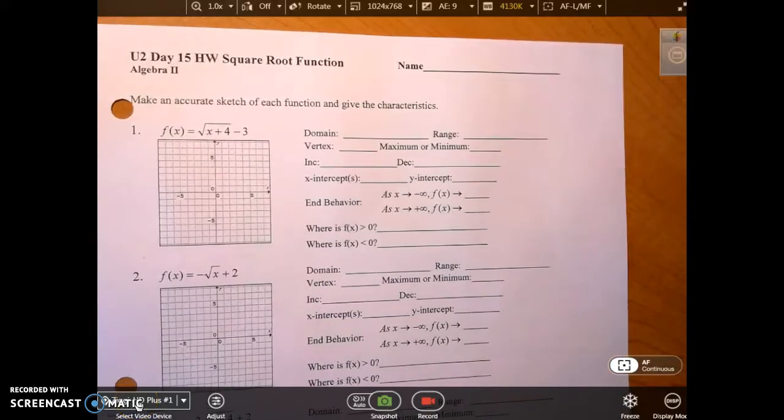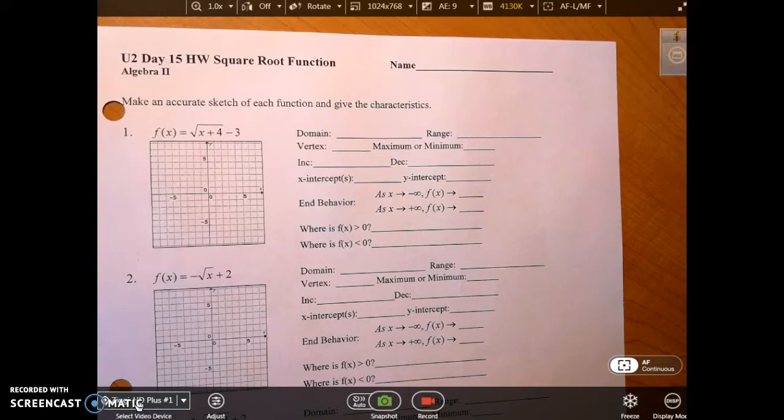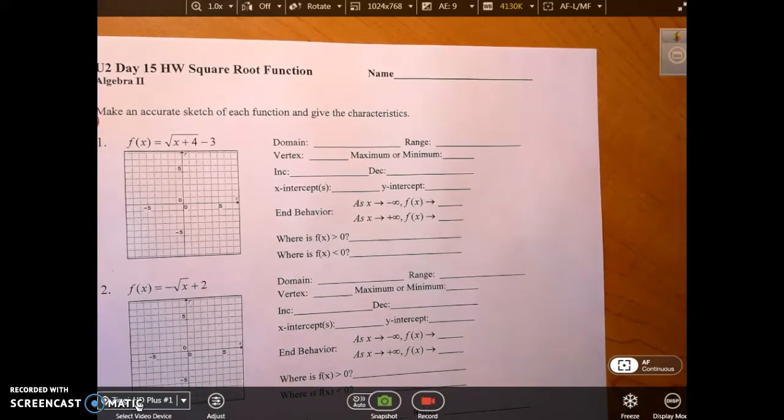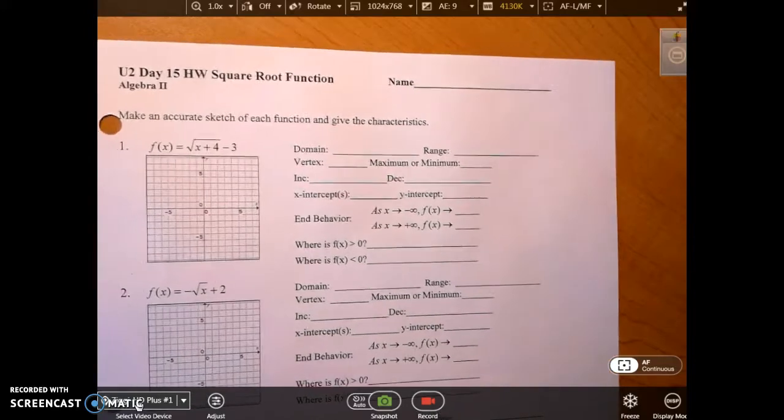Okay, you have your day 15 homework. We're actually going to do some notes and treat this almost like a note sheet, and then we'll finish it up tomorrow in class so that I can make sure you definitely understand it before the weekend. So what I'm going to do is start by showing you a new function.